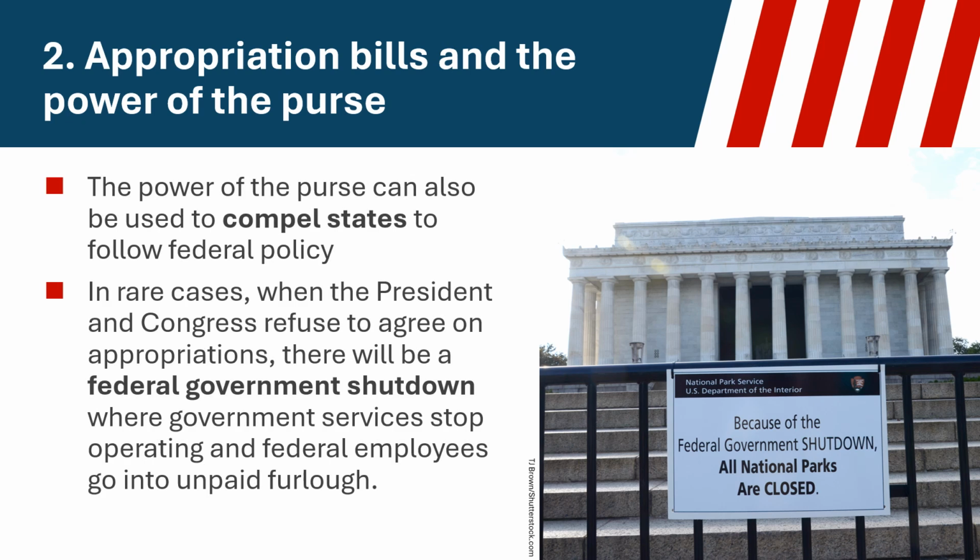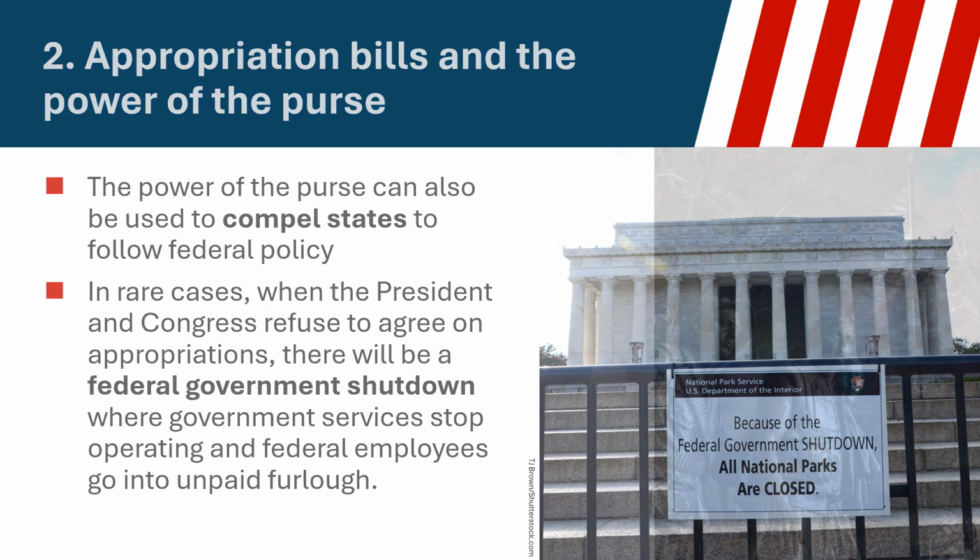In rare cases, when the President and Congress refuse to agree on appropriations, there will be a federal government shutdown where government services stop operating and federal employees go into unpaid furlough. Let's look at some examples of the power of the purse in action.